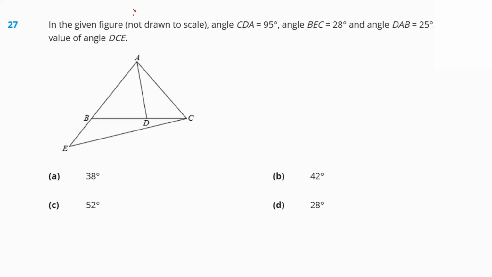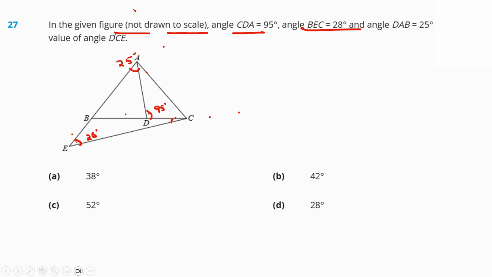Okay, our next question. In the given figure, which is not drawn to scale, angle CDA is given to be 95 degrees. That means this angle is 95 degrees. Next, BEC is given to be 28 degrees, and DAB is given to be 25 degrees. We have to find the angle DCE. That means this one we need to find over here, DC.